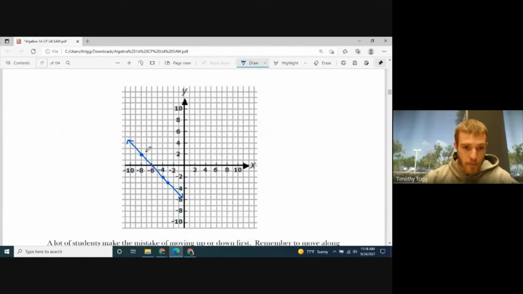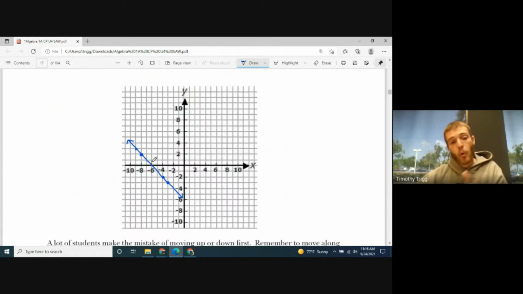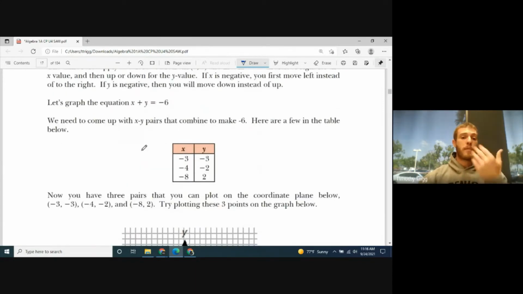So for example, let's look at this point. This is -9 comma +3. Well, -9 plus 3, yeah, that's -6 as well. So any point on this line would also be a solution for this equation.